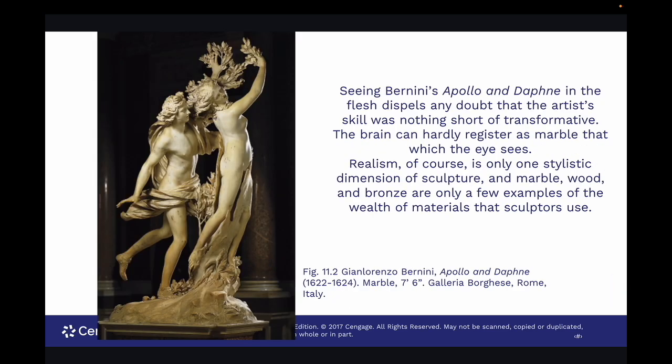Another example of this highly technical ability is this sculpture by Bernini of Apollo and Daphne. This is a really good example of how transformative sculptors can be, taking a chunk of marble and making it look like fabric, like skin, like tree branches. It's just kind of amazing. Seeing this in person would be even more of an experience. It's hard to imagine that this was once just a block of stone.